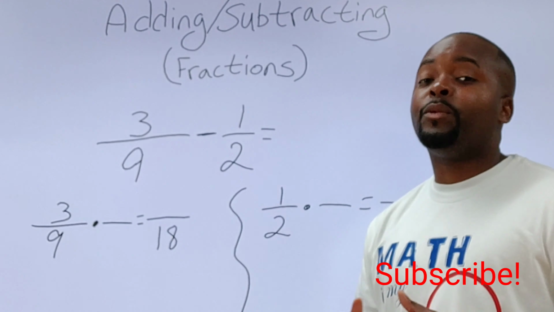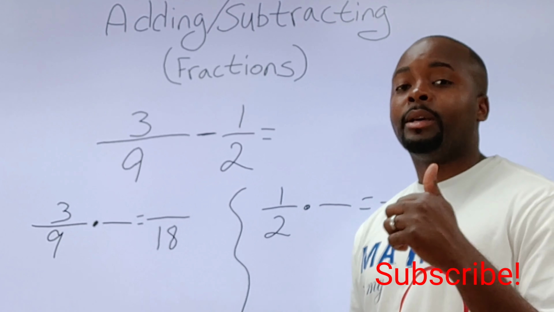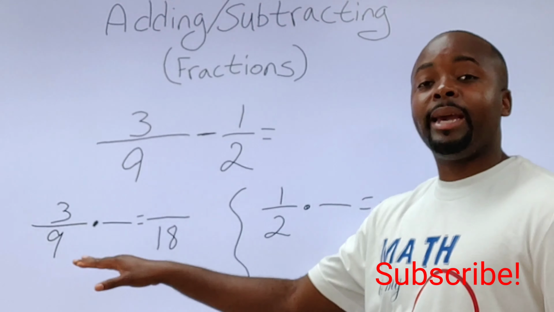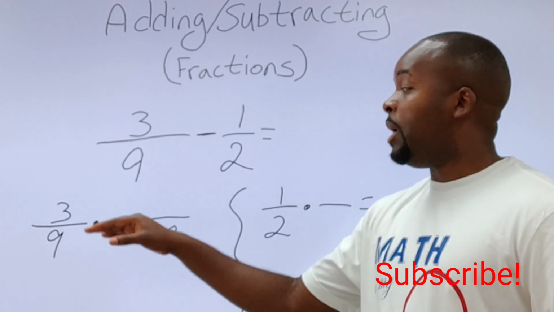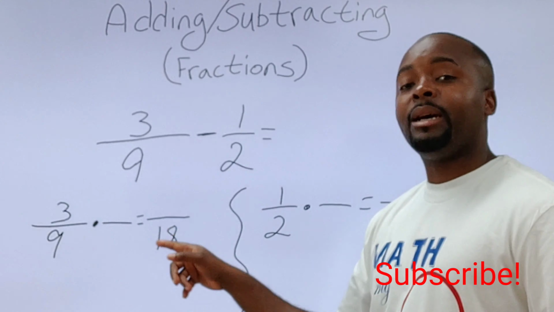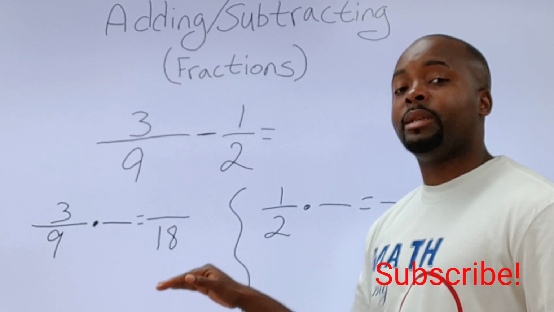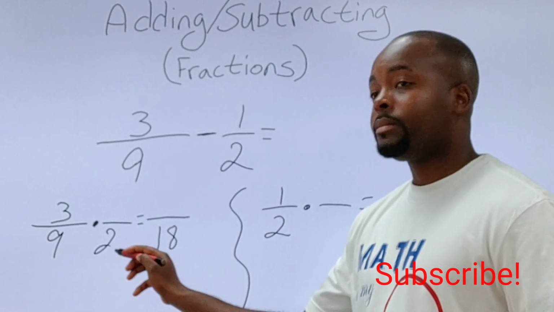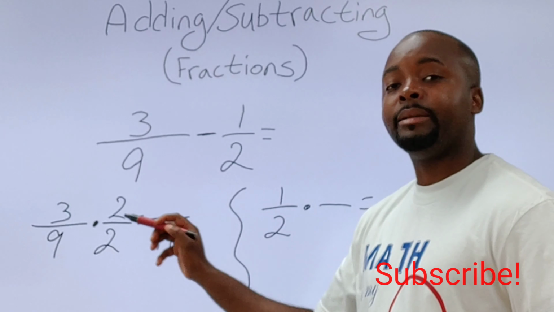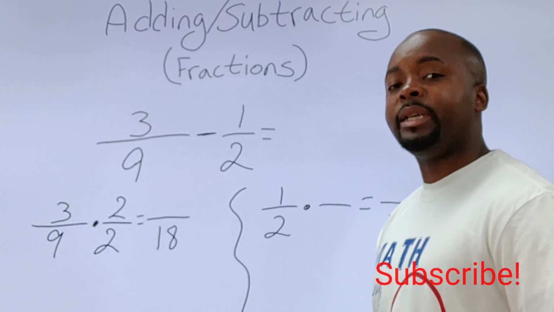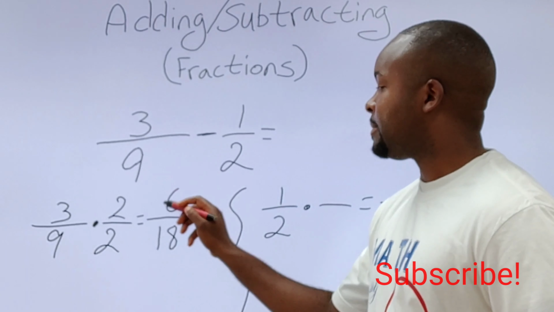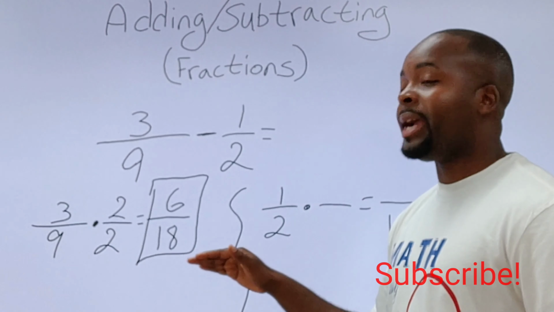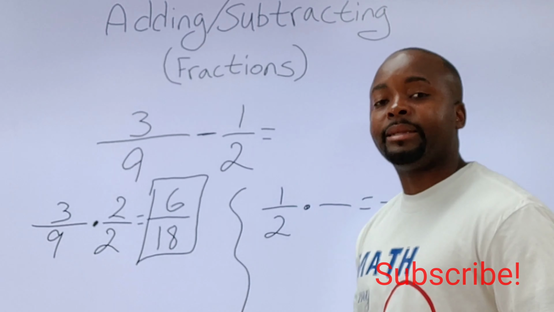Did you see that 18 was your least common denominator? Good. If you found that 18 was your least common denominator, now you just go ahead and set it up just like I have it here. And we're going to say 3/9 times some fraction equals some fraction with the denominator of 18. We know that 9 times 2 is going to give us 18. So 3 times 2 is going to give us 6. My new equivalent fraction here is 6/18.